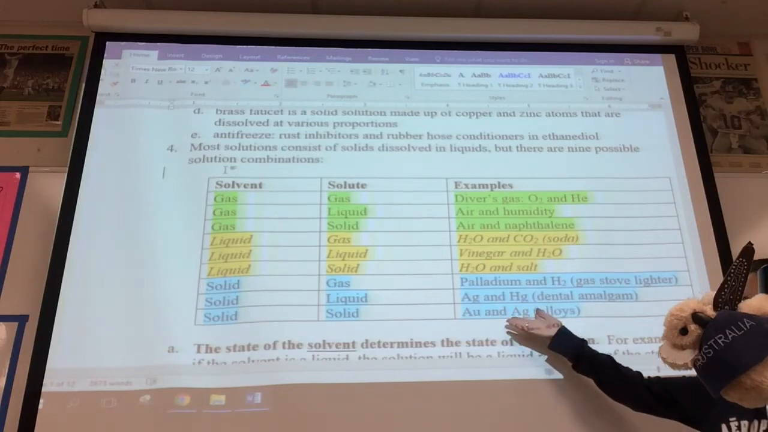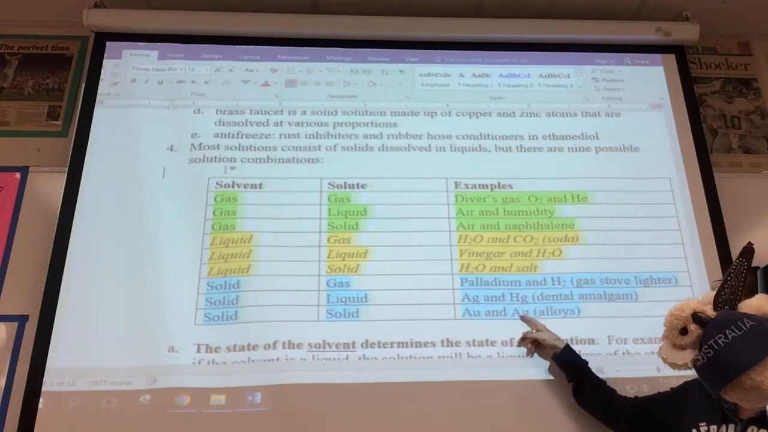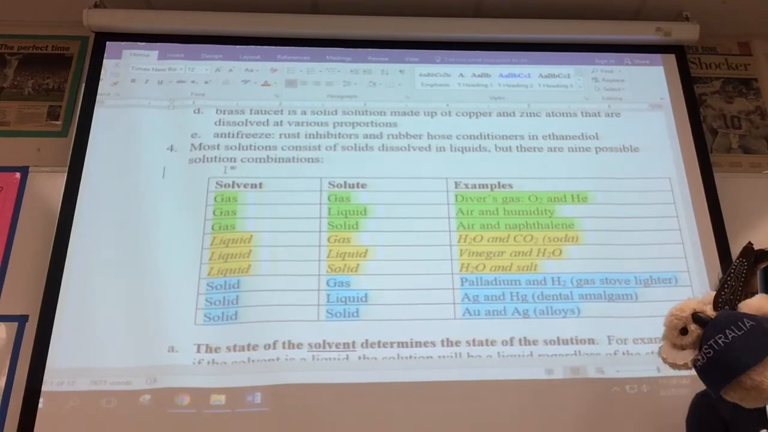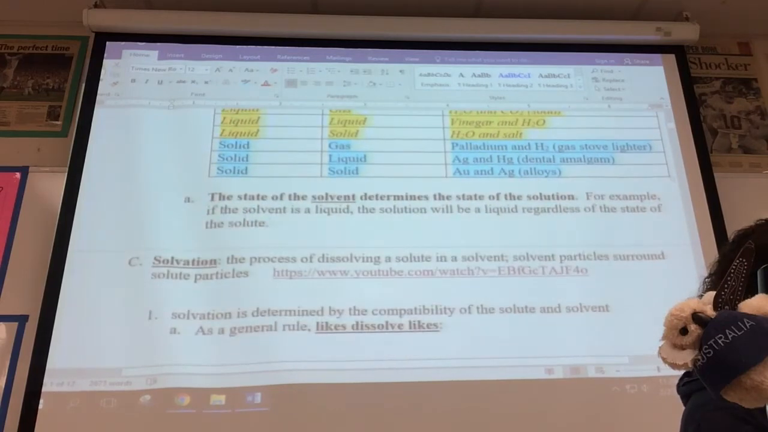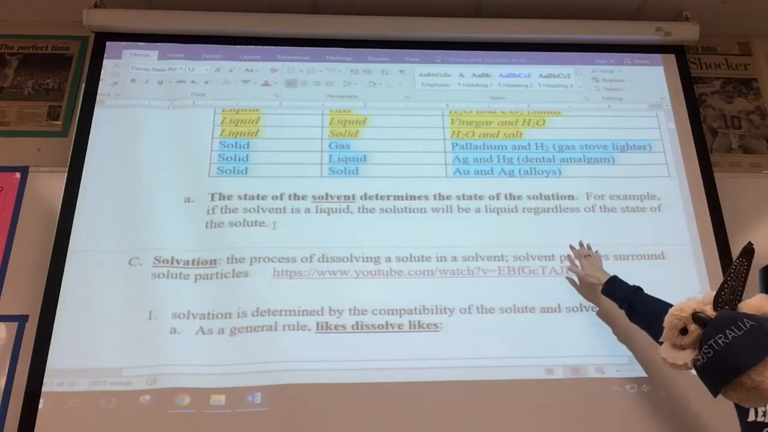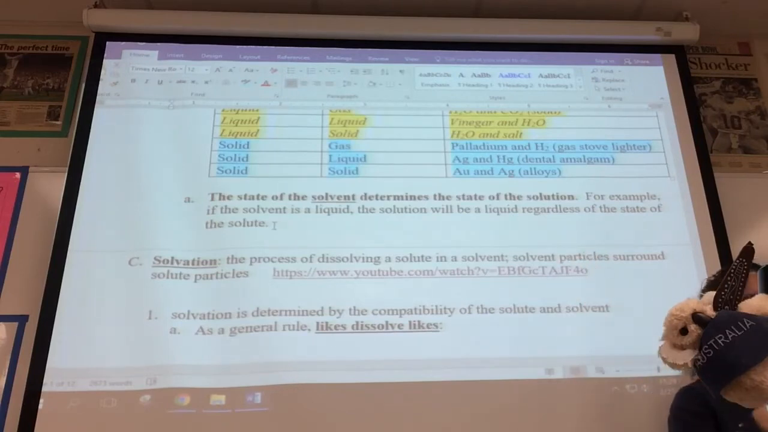Many of you have gold and silver plated jewelry, and you'll find your alloys there as well. You can have silver dissolved in gold. Gold is more expensive than silver, so it does depreciate the value, but it's a way to have pretty jewelry without it costing a fortune. As I said, whatever the solvent is determines what the solution is. So if you dissolve salt in liquid water, your solution will be a liquid, or we say aqueous because the solvent is a liquid.